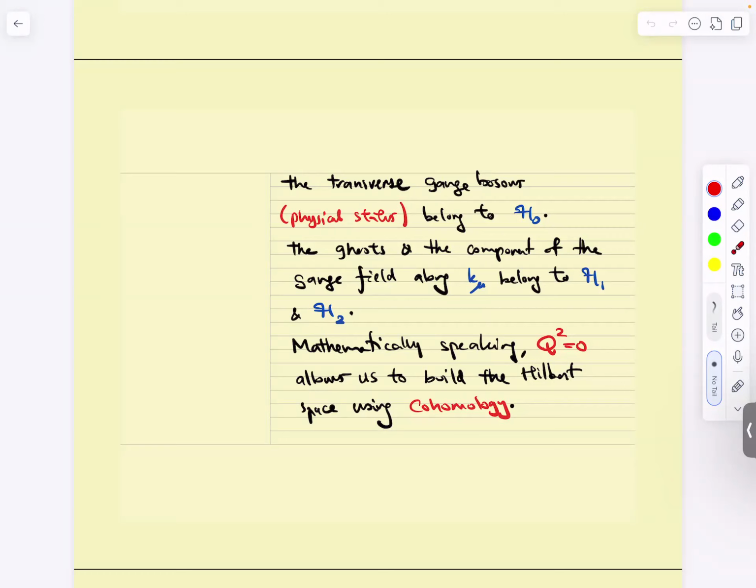You know how to say that the second part of it is easier. The component of the gauge field along K mu, why does it belong to H2? So H2 are not ghosts, right? Why does it?